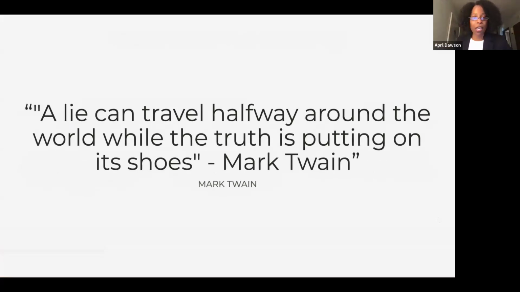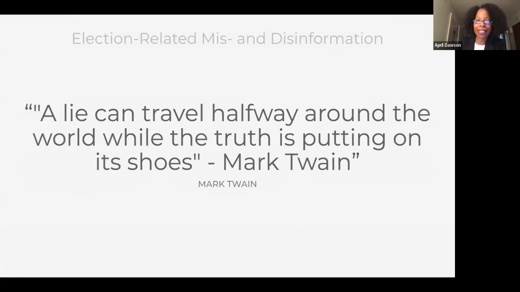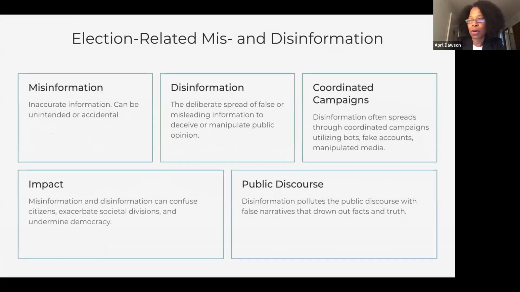All right, so this is a very timely quote here: a lie can travel halfway around the world while the truth is putting its shoes on. This has been attributed to Mark Twain. And that is a helpful quote to contemplate as we're thinking about misinformation and disinformation, especially as it relates to the election. And so first, misinformation: inaccurate, false information.